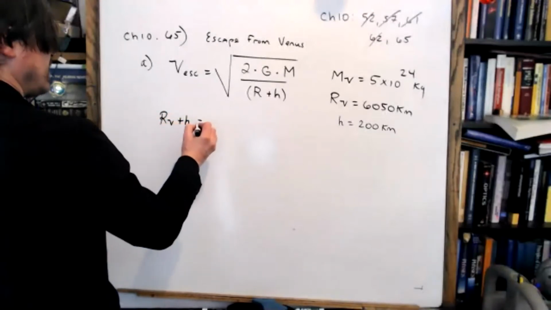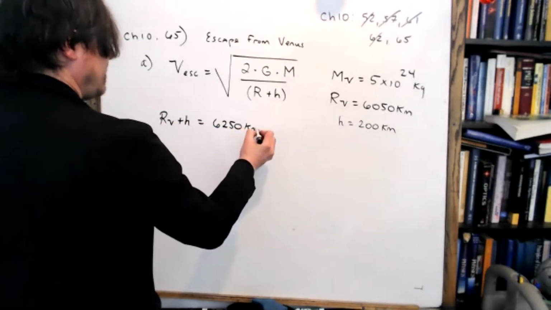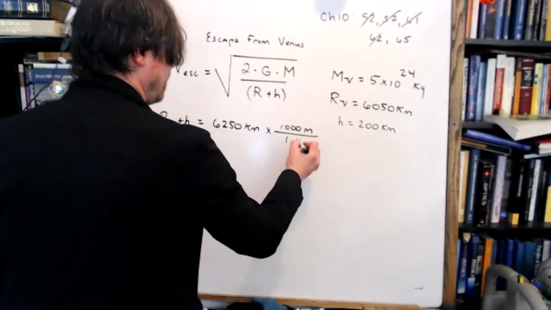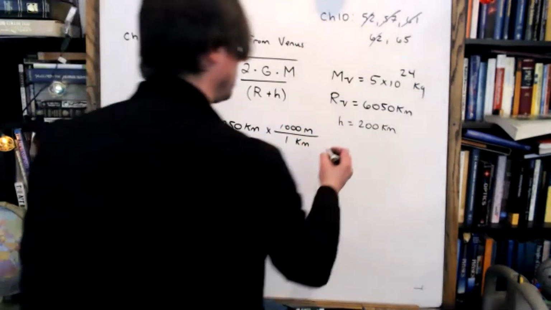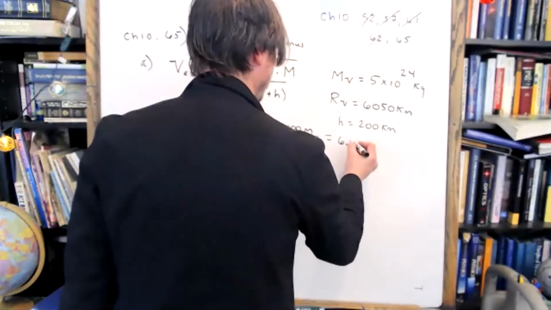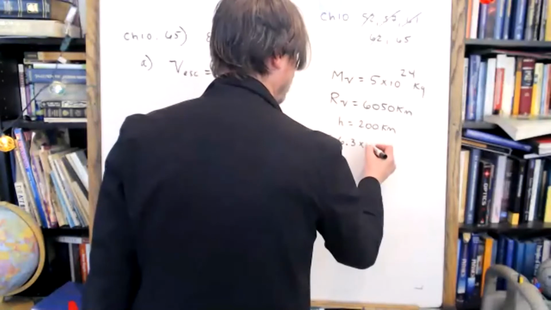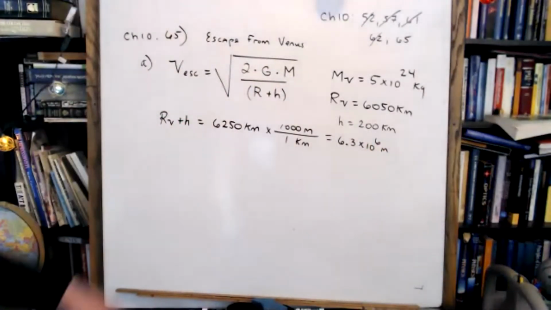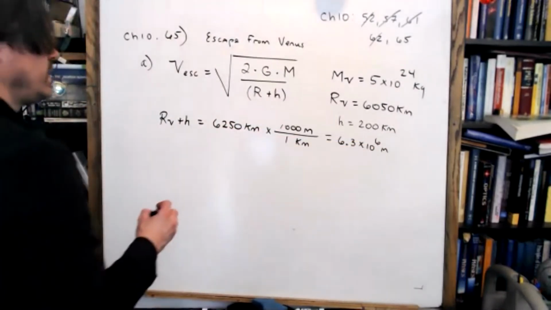The radius of Venus plus the height is 6250 kilometers. And because this problem's already long, I'll speed it up. Multiply by 1,000 meters per kilometer, and you get, let's just call it 6.3 times 10 to the 6 meters. I don't really see a need for 3 sig figs, so I'm rounding 6.25 up to 6.3, okay?